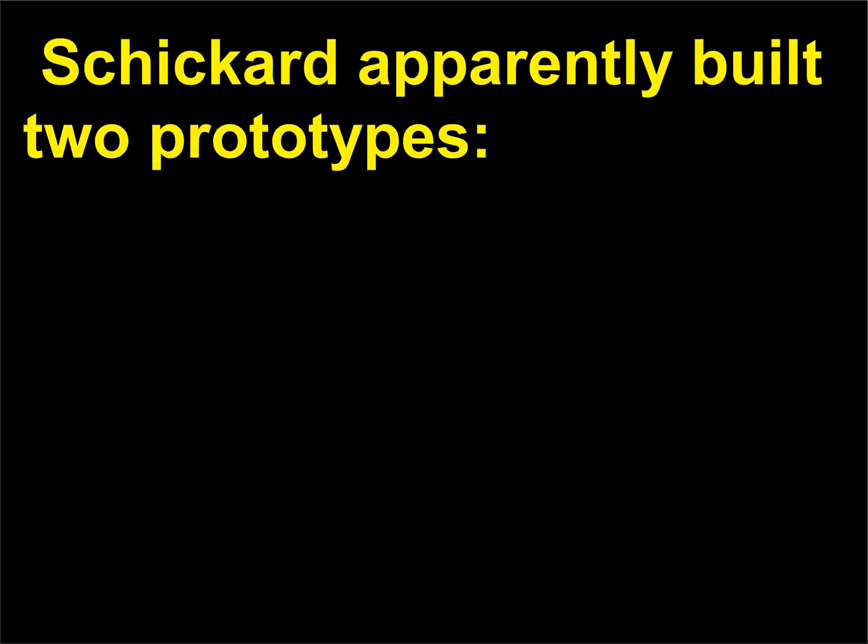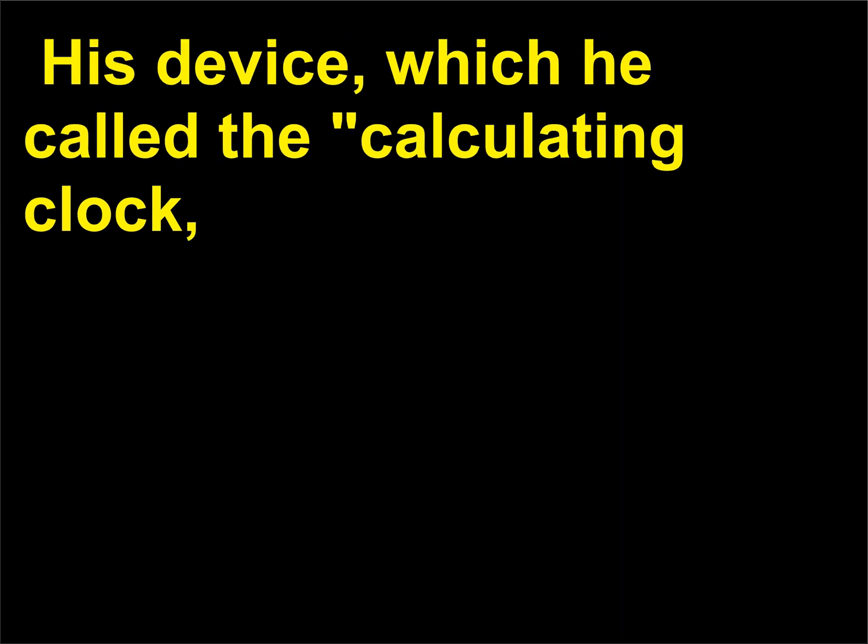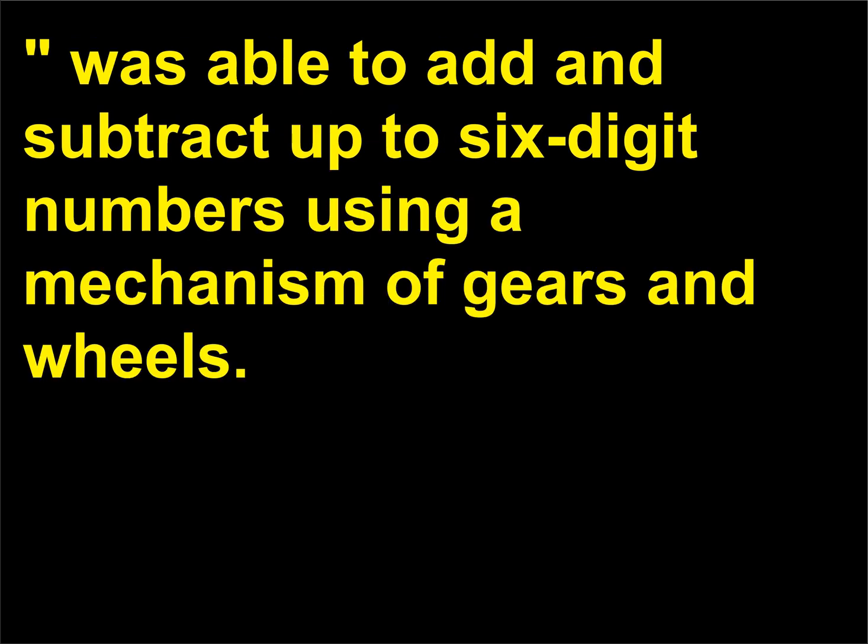Schickard apparently built two prototypes. One was destroyed in a fire and the other one's location is unknown, if it survived at all. His device, which he called the calculating clock, was able to add and subtract up to 6-digit numbers using a mechanism of gears and wheels.